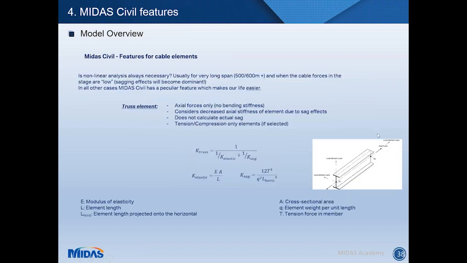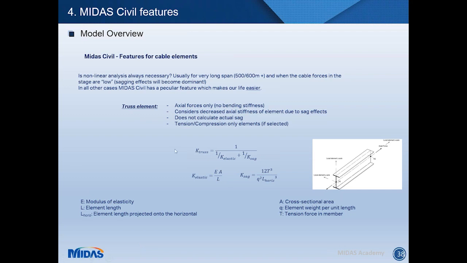However, from experience, you don't need to do this for all structures. And effectively, usually you need the full nonlinear analysis when the span is very long, 500, 600 meters plus of span, or when the tension in the cables are low, and so the sagging effects of the cable become dominant. For all other cases, you can actually use an element type in MIDAS that makes your life easier, and this is the truss element. The truss element is, again, an element that only takes axial forces, so you won't be able to take any bending in this element.